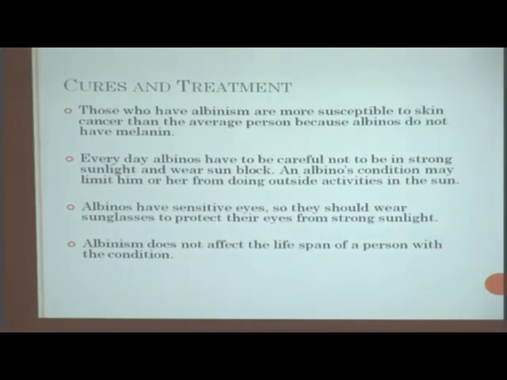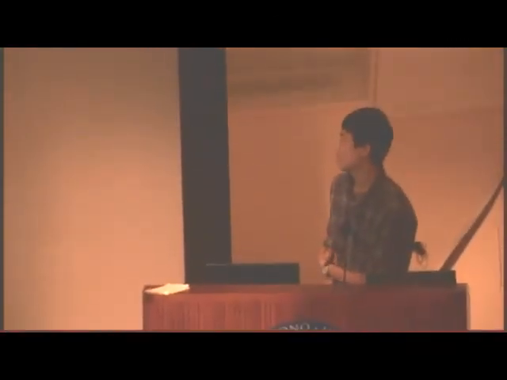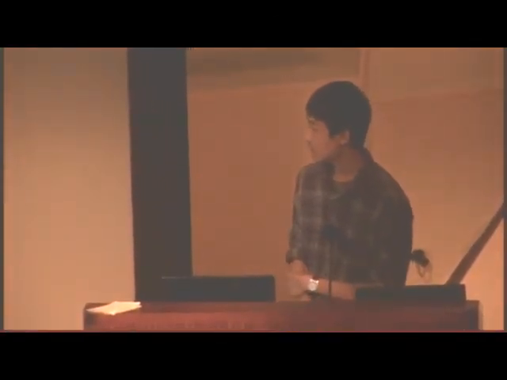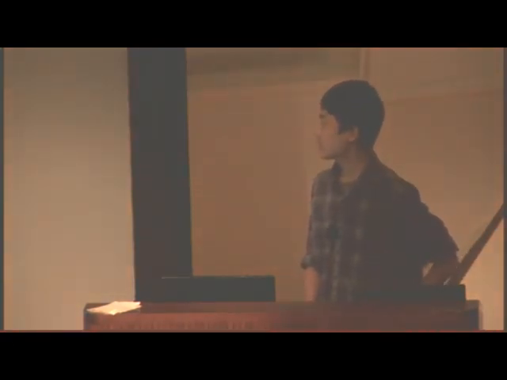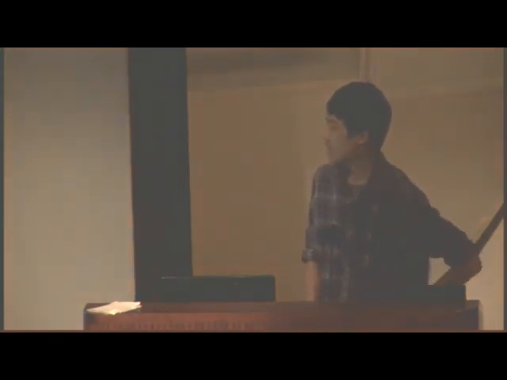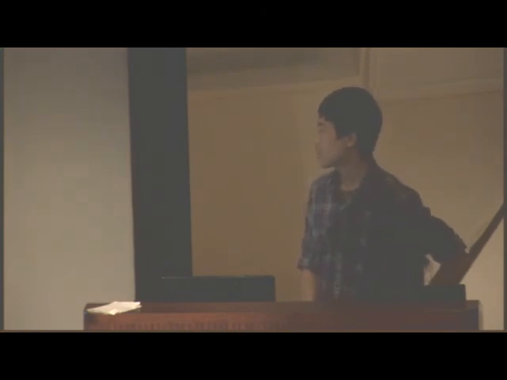So those who have albinism are more susceptible to skin cancer than the average person because albinos do not have melanin. Every day, albinos have to be careful not to be in strong sunlight and wear sunblock. An albino's condition may limit him or her from doing outside activities in the sun. Albinos have sensitive eyes, so they should wear sunglasses to protect their eyes from strong sunlight. Albinism does not affect the lifespan of a person with the condition.